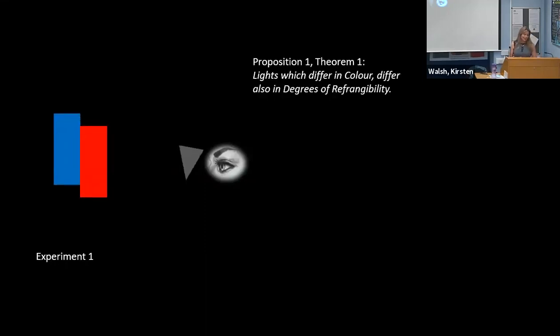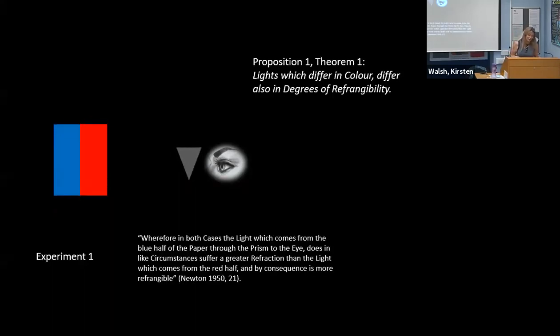What he notices is that when he tilts the prism upwards, the blue part of the card appears to be higher than the red part. And when he tilts the prism down, the blue part appears to be lower than the red part. So the two parts are moving as blocks, but in different directions. His conclusion from this is the following. He writes, "Wherefore, in both cases, the light which comes from the blue half of the paper through the prism to the eye does, in like circumstances, suffer a greater refraction than the light which comes from the red half, and by consequence is more refrangible."